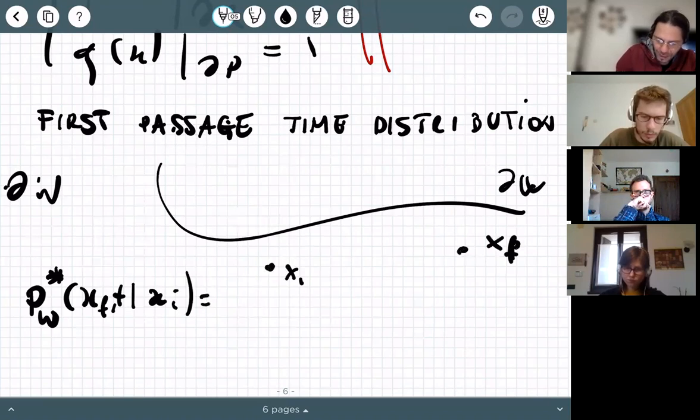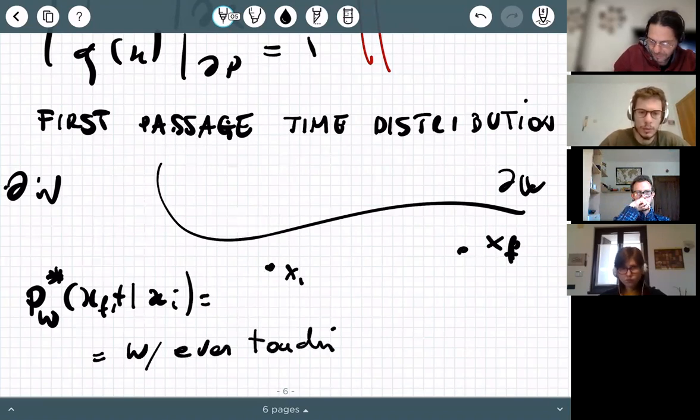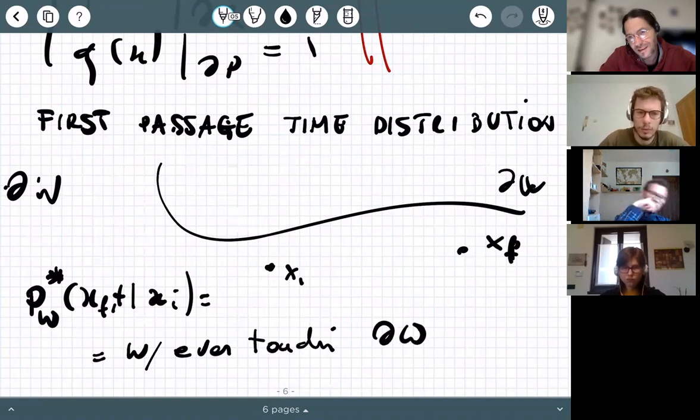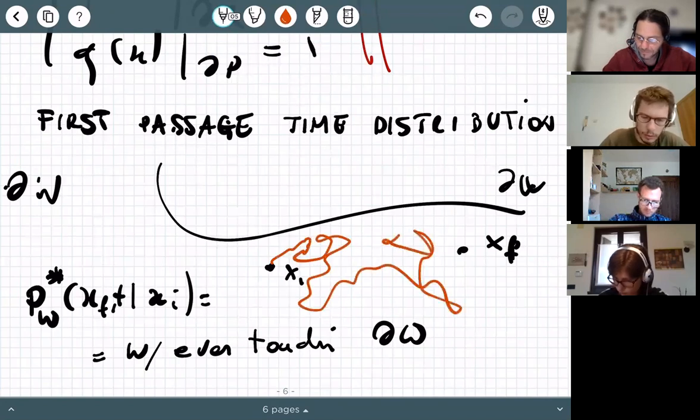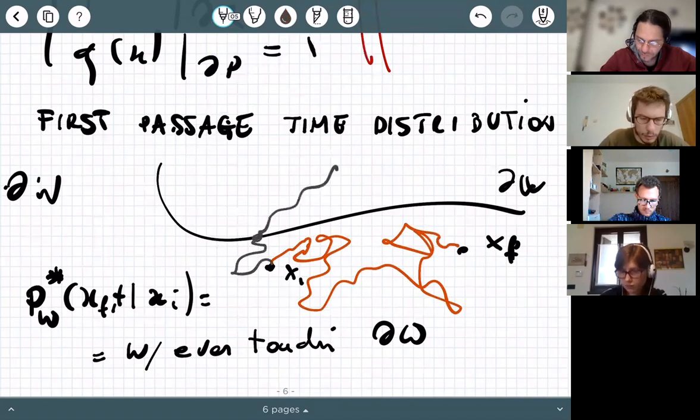without ever touching this. So it's a probability conditioned to the initial condition and conditioned to never touch W. So for instance, this path will contribute to this probability, but this path will not contribute to that probability.